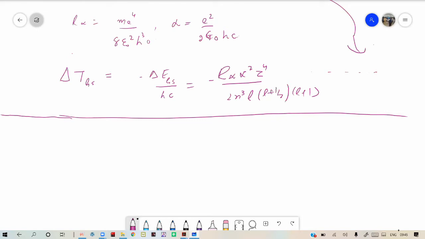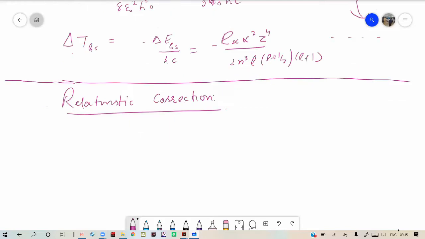And another one is the relativistic correction. That means we have not taken into consideration the relativistic effects while we treated the hydrogen atom problem, where we derived the spectra or the energy corrections in Bohr's theory. So in this case we are taking into consideration the relativistic effects, which are important because they produce the energy shifts in the hydrogen atom.